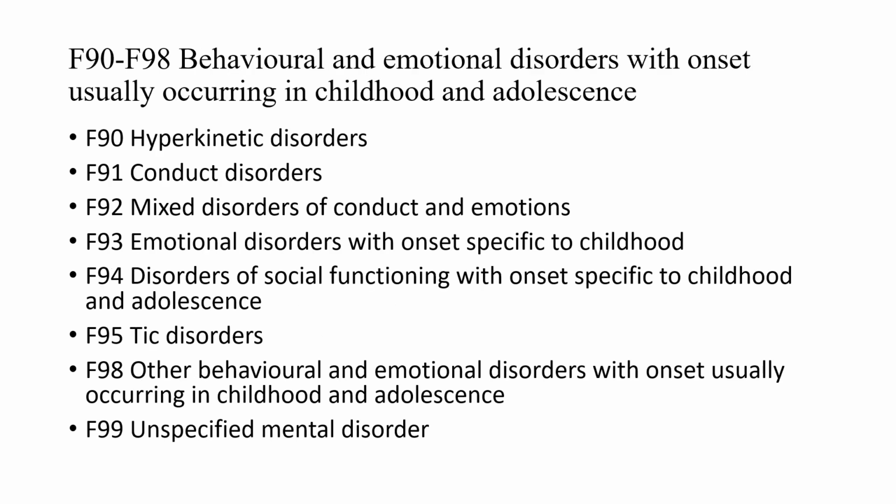F90 to 98 are the behavioral and emotional disorders with onset usually occurring in childhood and adolescence. So you have hyperkinetic disorders. In hyperkinetic, the first thing that comes to anyone's mind, especially when you talk about child psychiatry, the first diagnosis that comes to our mind is ADHD. So conduct disorders and mixed disorders of conduct and emotion, emotional disorders with onset specific to childhood, disorders of social functioning with onset specific to childhood and adolescence, tic disorders, other behavioral and emotional disorders with onset usually occurring in childhood and adolescence, and unspecified mental disorders.